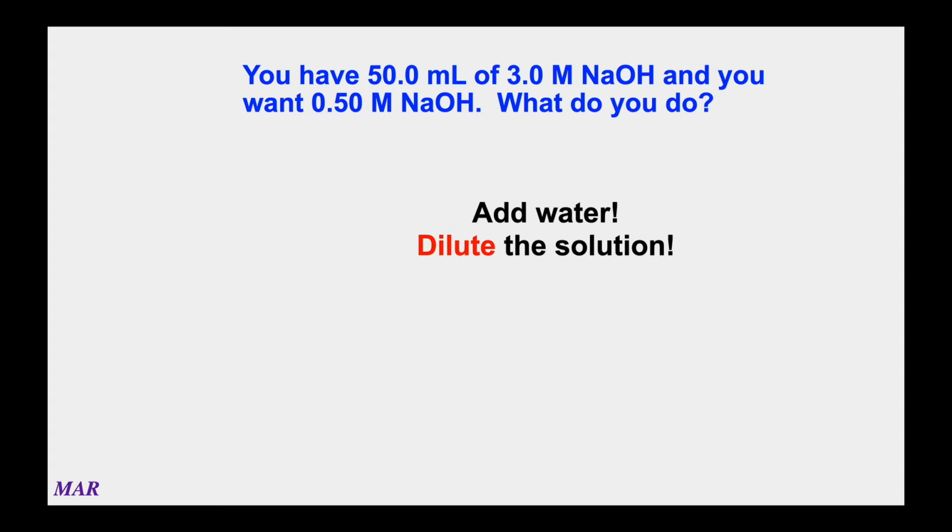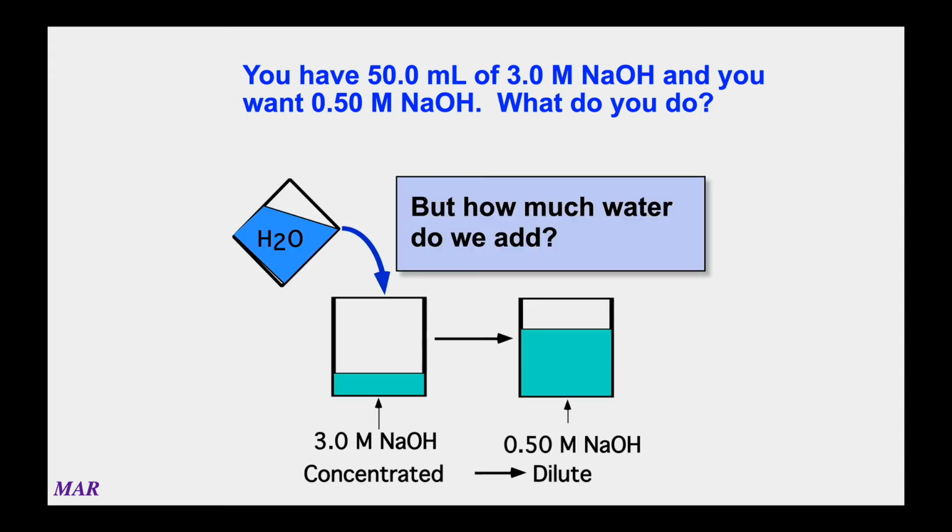The water is almost always the solvent, by the way, in Chem 221 through Chem 223. If you don't see it listed, just assume it's the solvent because it's so important. But anyway, you want to dilute the solution. We're going to use dilution to figure out what's going on. But the question is, how much water do you add?